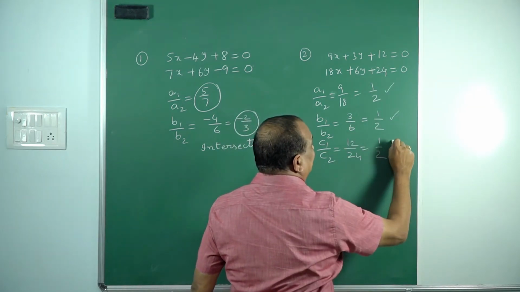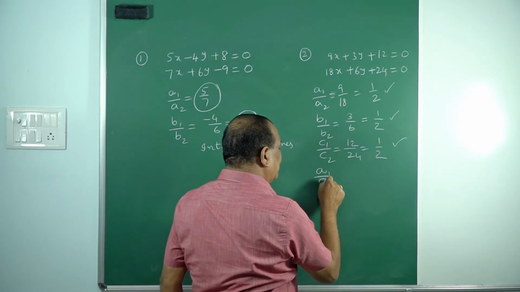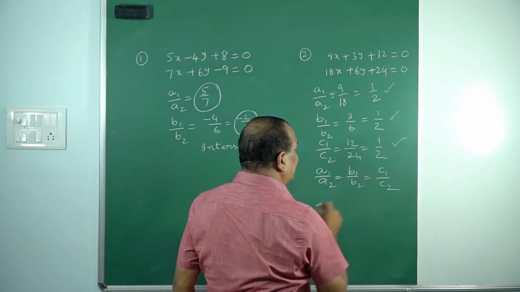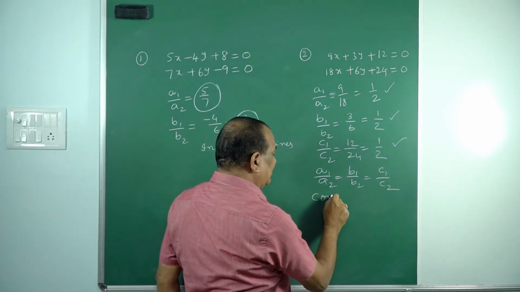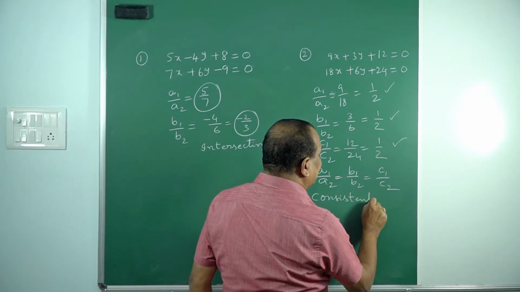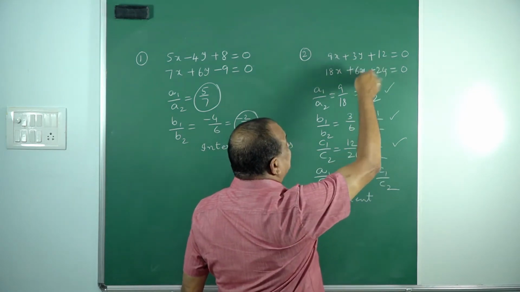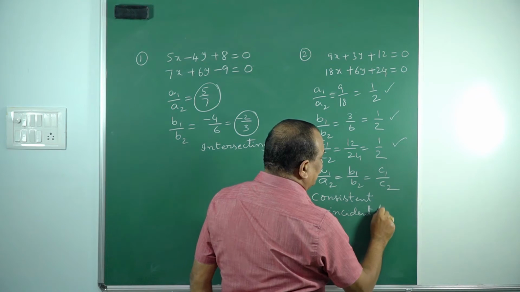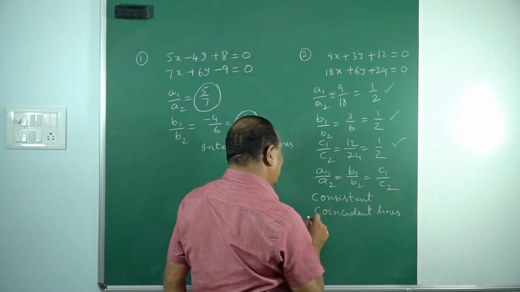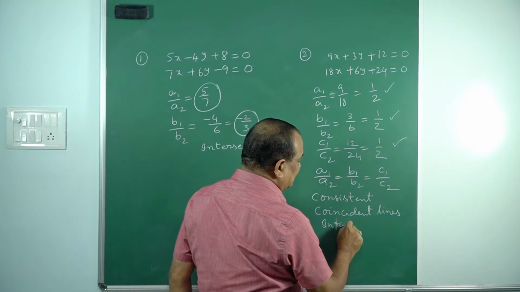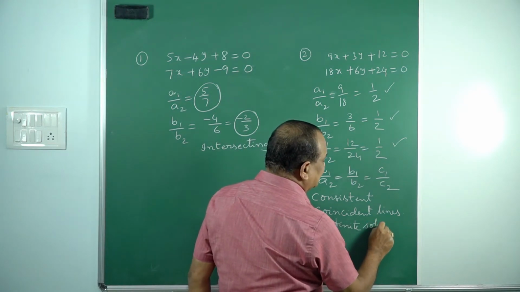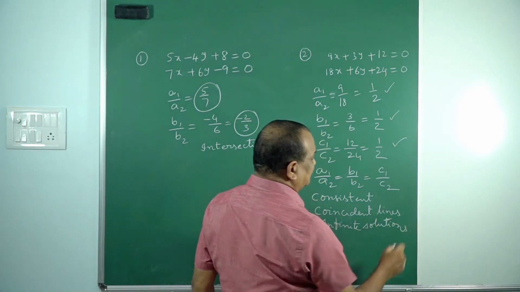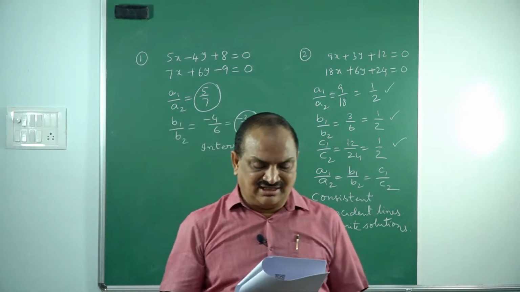All three are the same, which means a1 on a2 is the same as b1 on b2, and is also the same as c1 on c2. You are consistent, no problem, but the lines are not different. They are one, and both the lines are the same. So you will get coincident lines. Can you look for solutions? Yes, infinite solutions, because the lines are the same. There is only one line given, not two different lines. You can expect infinite solutions because the lines are coinciding with each other.